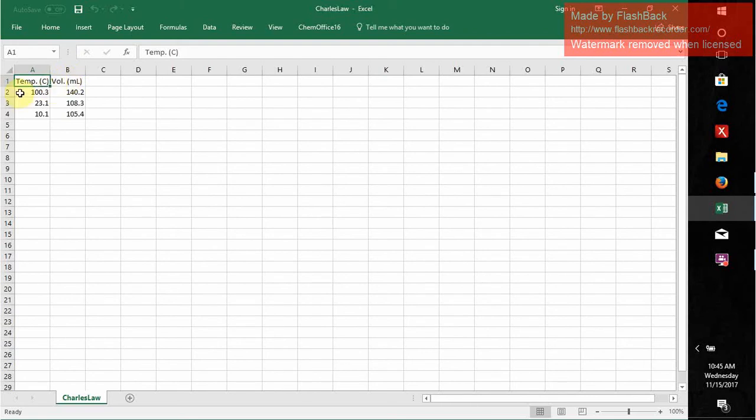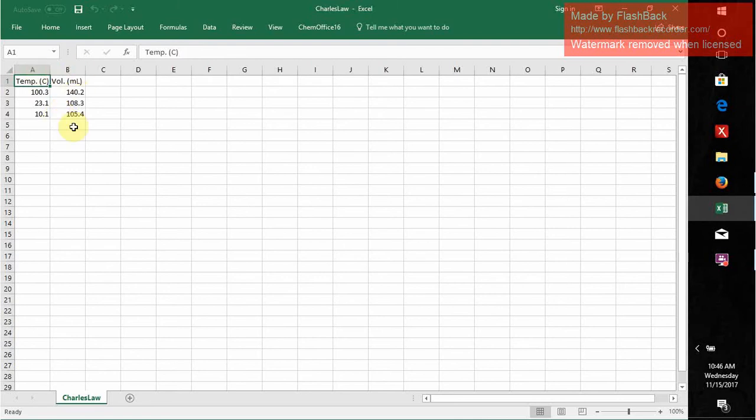So in this experiment, at 100.3 degrees Celsius, the volume of air, after correction for humidity, was measured to be 140.2 milliliters. Upon decrease in temperature down to 23.1 degrees Celsius, the volume of the gas also decreased and was measured at 108.3 milliliters. At 10.1 degrees Celsius, the volume of air was measured to be 105.4 milliliters.